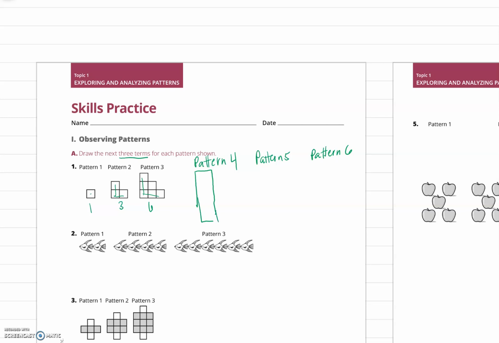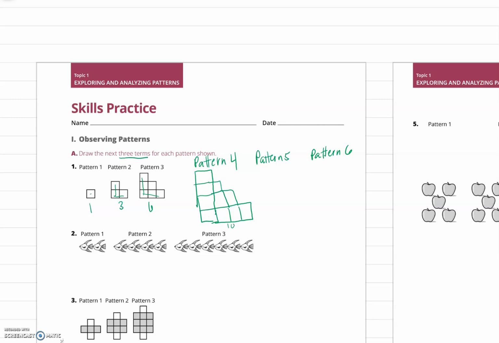So in pattern 4, those are really big boxes. We're going to have 1, 2, 3, 4, 1, 2, 3, 4. And we're going to keep this one, and we're going to branch out here. And you can see we have 1, 2, 3, 4, 1, 5, 6, 7, 8, 9, 10.